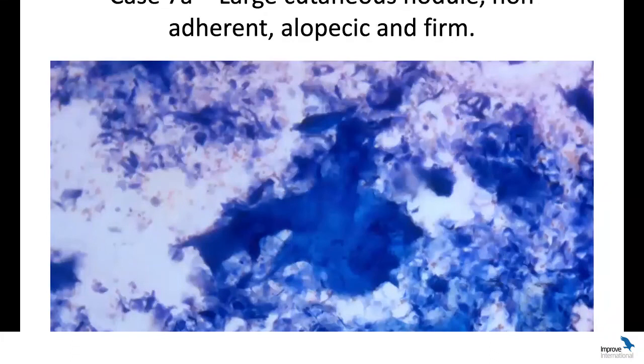Case 7, we had case 7A and case 7B, which was just a cutaneous nodule, non-adherent, with alopecia and firm. And there were just two different cases of very common cutaneous nodules, so I wanted to present them both. So this is just a lot of amorphous material. It stains bluish to slightly purplish. This is from a really low magnification.